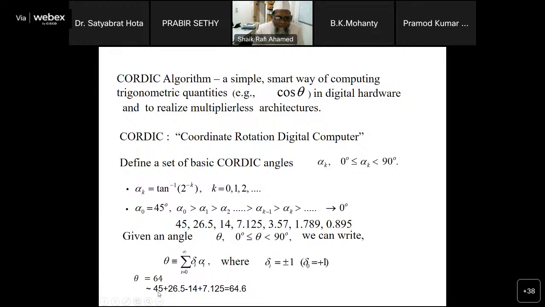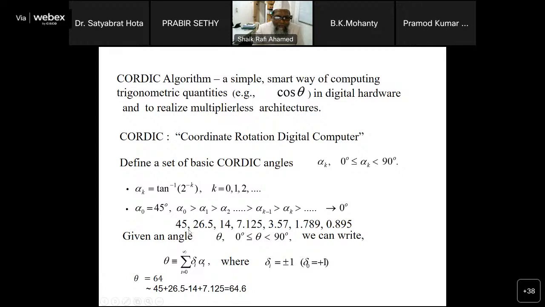That depends upon whether this 45 is greater than or less than 64. Here, because this 45 is less than 64, the next angle has to be added. By adding these two, check whether the sum is greater than 64 or not. It is greater than 64, so I have to subtract the next angle. The sum is again still less than 64, so I have to add the next angle, 7.125.